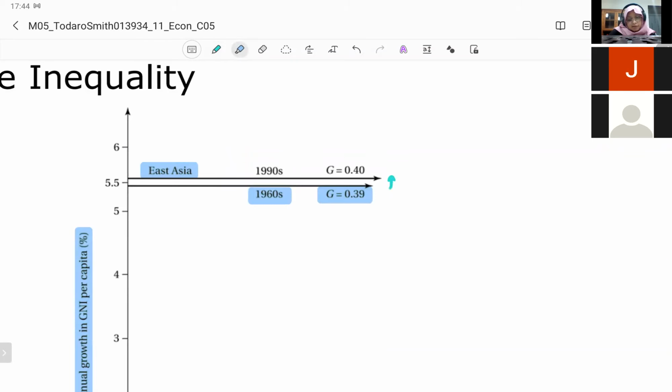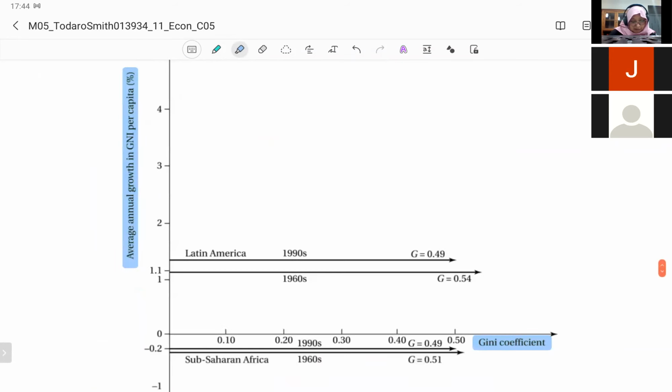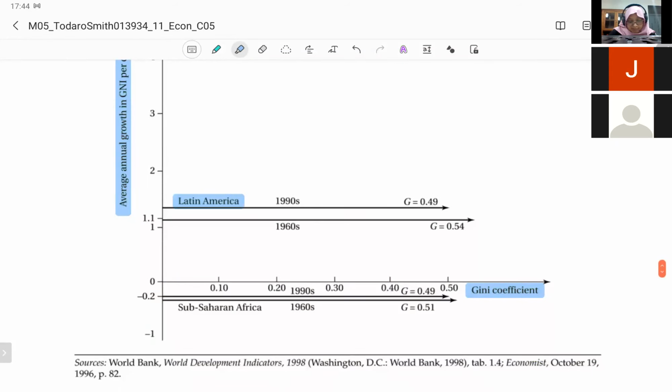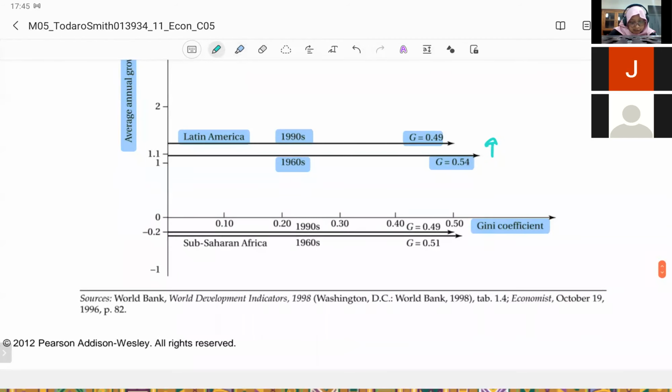It seems like the Gini coefficient is getting a bit worse, from 0.39 to 0.40. Meanwhile, let's take a look at Latin America here. In the 60s, their Gini coefficient used to be 0.54, but in the 90s, as they grow, their Gini coefficient is getting smaller. So as they grow, the income has become more equal, right? From 0.55 to 0.29. Meanwhile, this is the Sub-Saharan Africa.